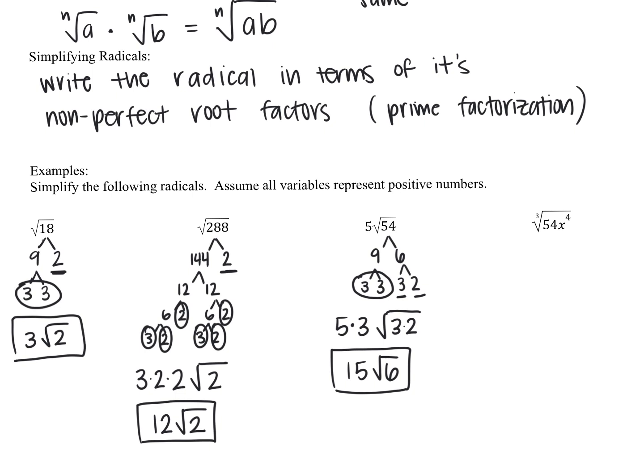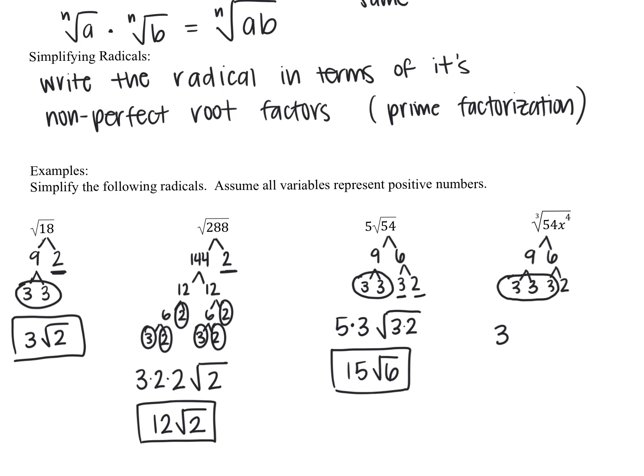Right, so now we're going to look at the cube root of 54, x to the 4th. So I can break down 54 the same way I did when it was a square root, 9 times 6, and then 3 and 3, and 3 and 2. But in this case, because I'm looking at a cube root, I need 3 of the same number. So if I look here, I do have 3 3s. So I'm going to bring a 3 outside my root.